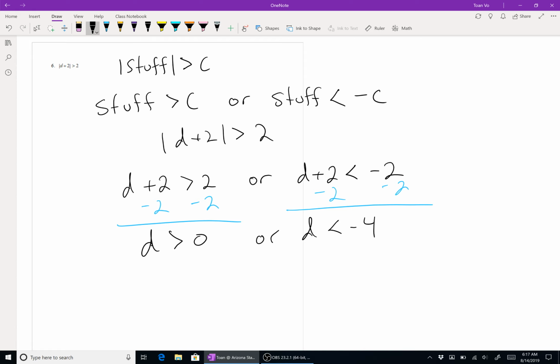Now technically, since this is a compound inequality, both of these together, joined with OR, is the solution. I had a lot of people not use the word OR. It is a compound inequality, so we do have to join these together. That is the full answer.